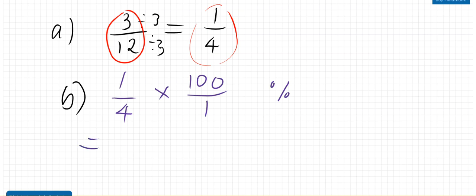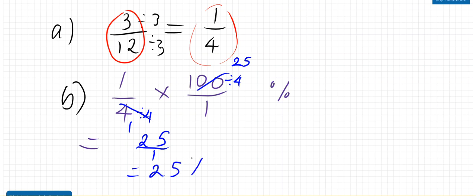Okay, so just say we didn't have a calculator. To simplify this, anything from top and bottom, I can see I've got a 4 down here. So I can divide by 4 and divide by 4 up there. 4 divided by 4 is 1. 100 divided by 4 I know is 25. And now multiply across. 1 times 25 is 25, and 1 times 1 is 1. So I end up with 25%.